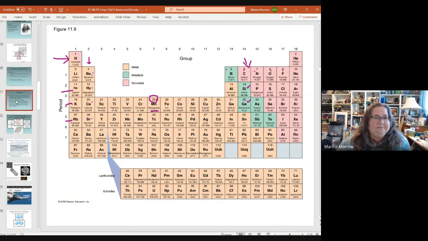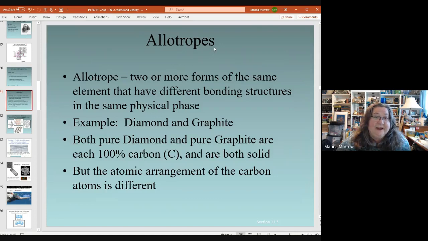Okay. Now, allotropes are fun. Allotropes are when you have 2 or more forms of the same element, but they have different bonding structures. So they have different physical appearances. So diamonds and graphite are the same material. They're both pure carbon. But the arrangement of the carbon atoms is different.